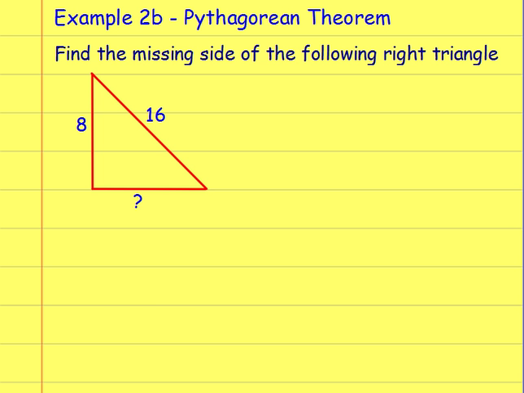It's very important that I said right triangle. Why? Because if it wasn't right, I couldn't use Pythagorean theorem, right? If it wasn't a right triangle.